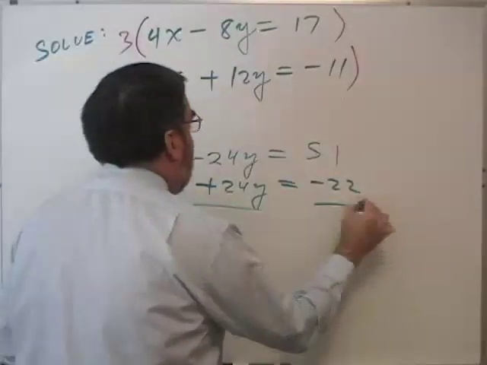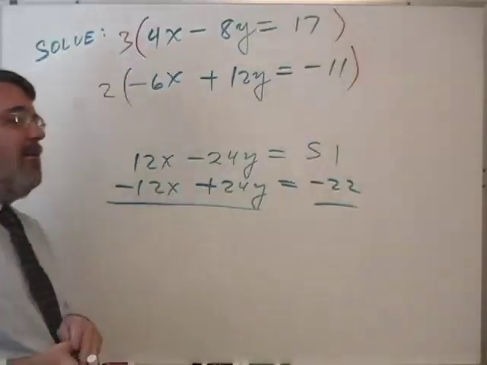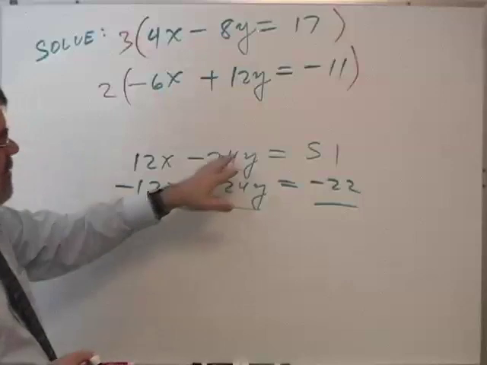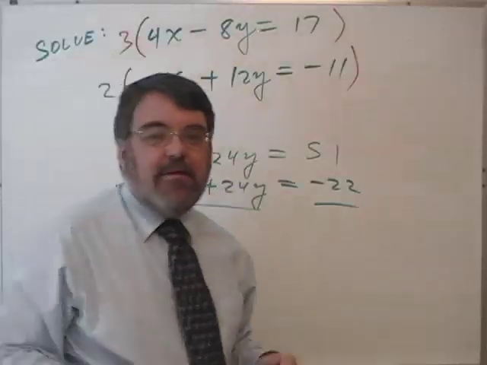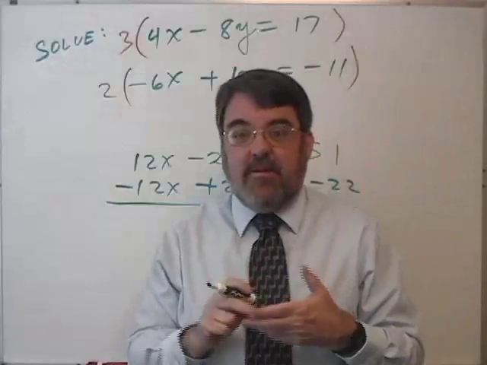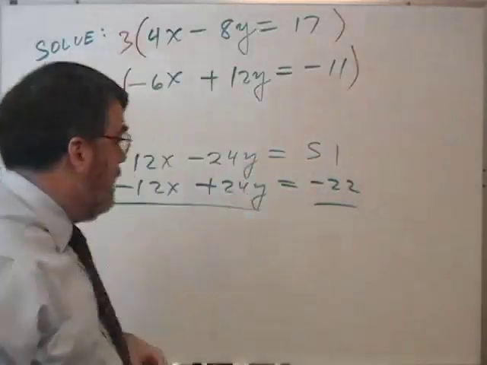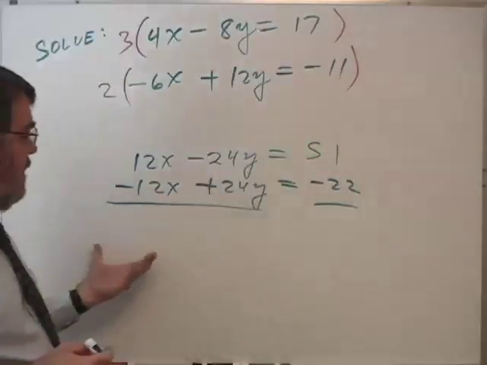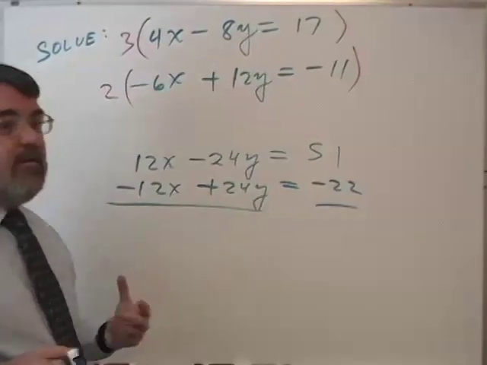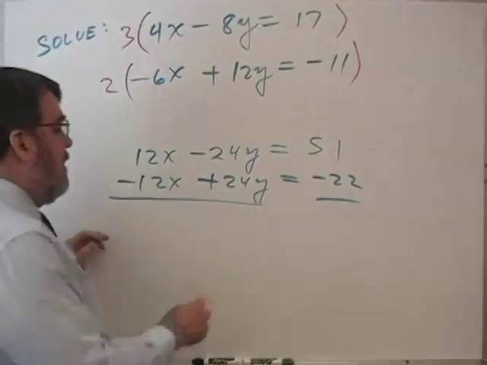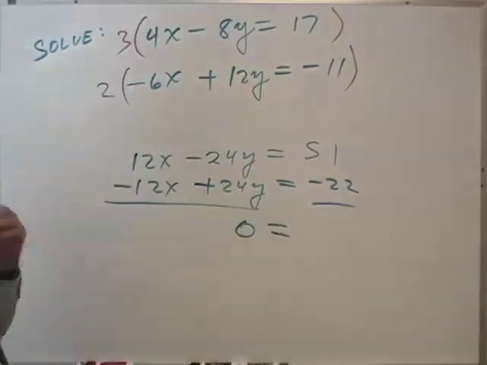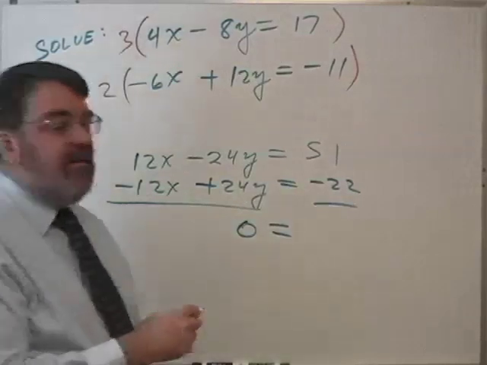So look what happens when we go to add. Not only does the 12x term cancel, but also the 24y term cancels. We've succeeded in eliminating both x and y at the same time. So what's left on the left side? It's not the great void, it's 0. These numbers cancel, literally giving you 0. On the right side, we get, whatever that is, 29, I believe.